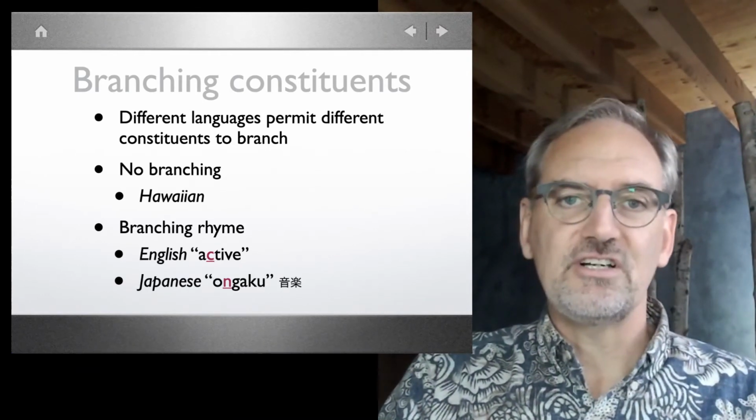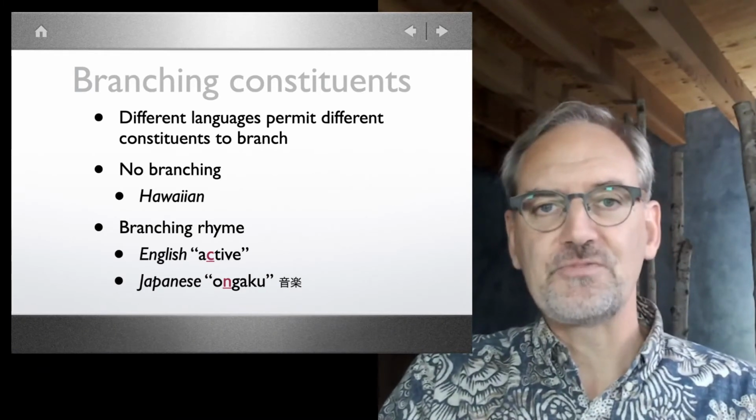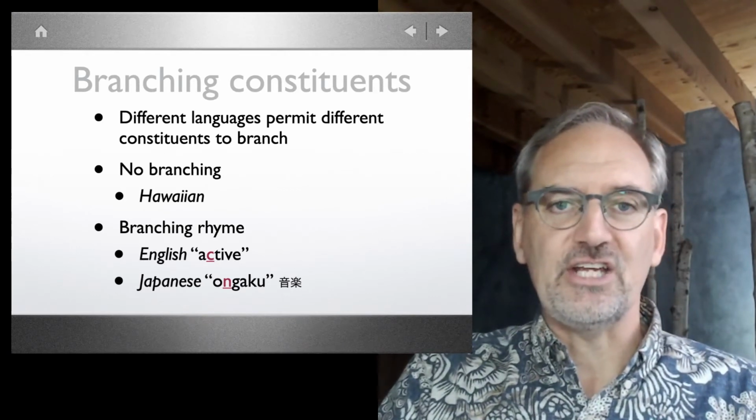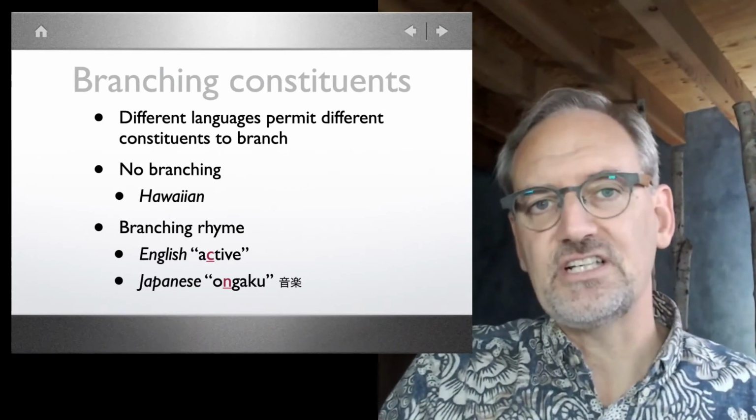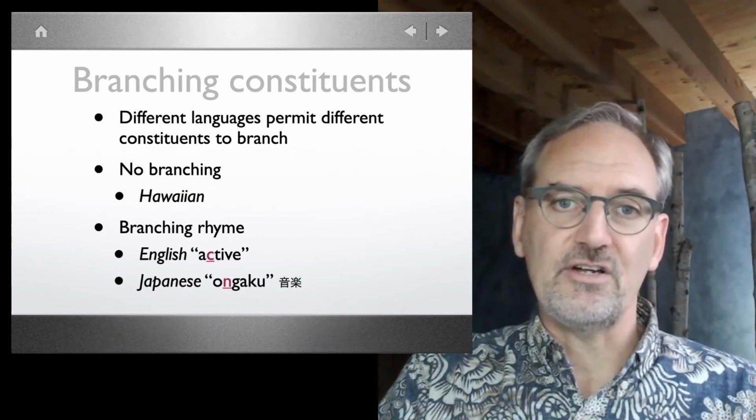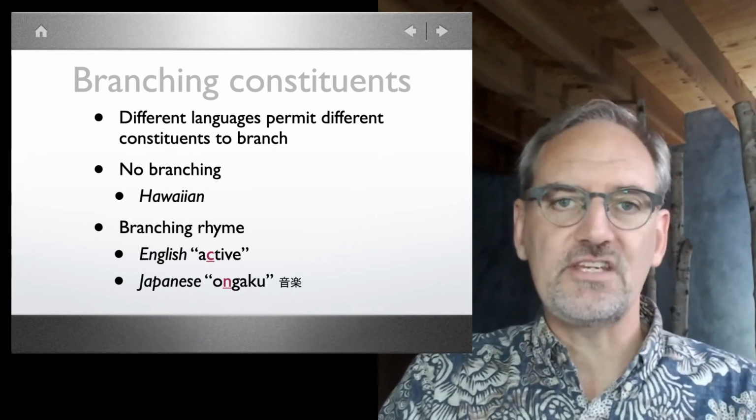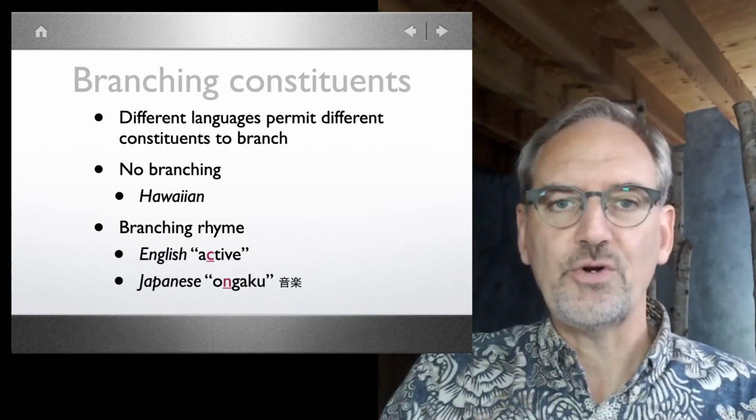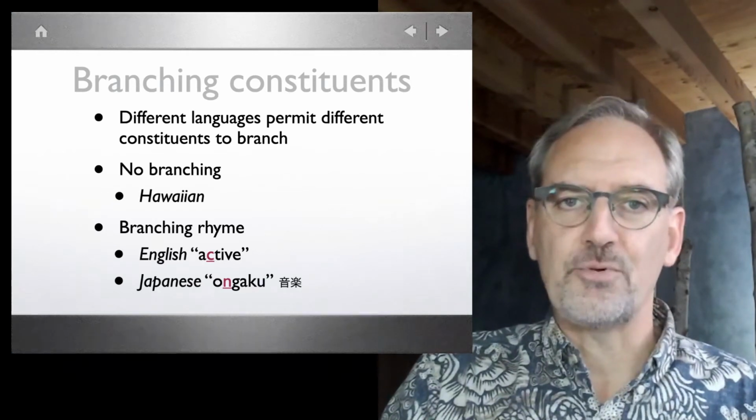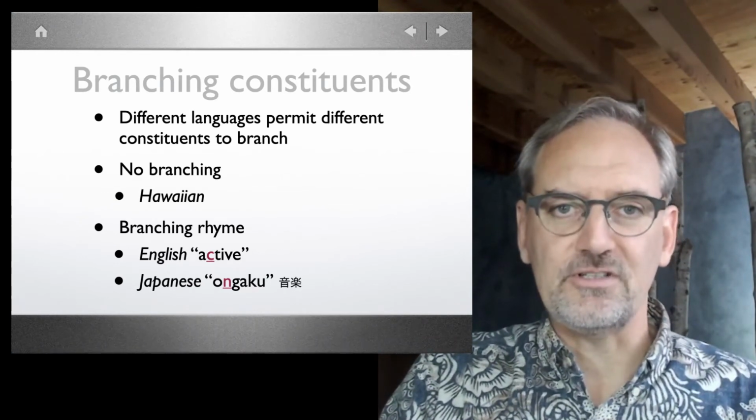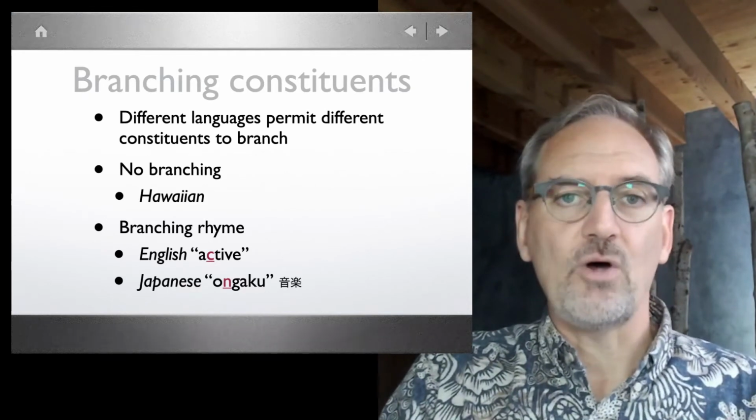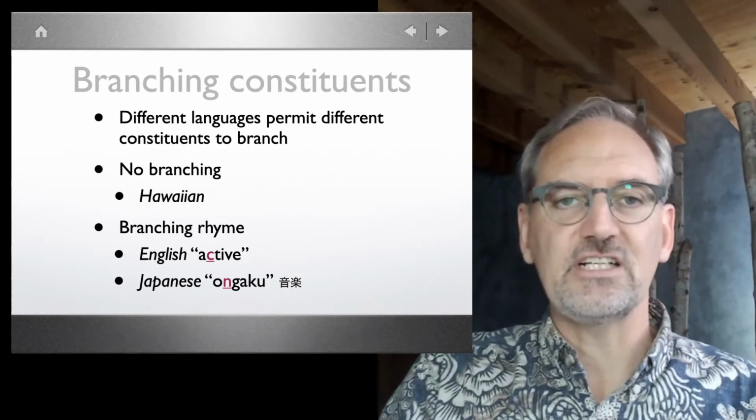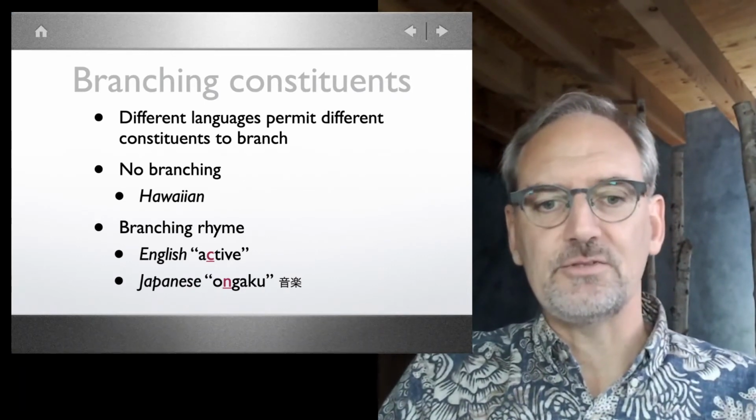Now, several languages allow the rhyme to branch, and Japanese and English both allow the rhyme to branch. Any language that includes coda as a possible syllable position is allowing the rhyme to branch. So we saw these examples last week. English active, the k is in the coda, which shows us that the branching rhyme is an acceptable syllable type. Likewise, ongaku, the nasal in ongaku, is part of the first syllable. It's in the coda of the first syllable.